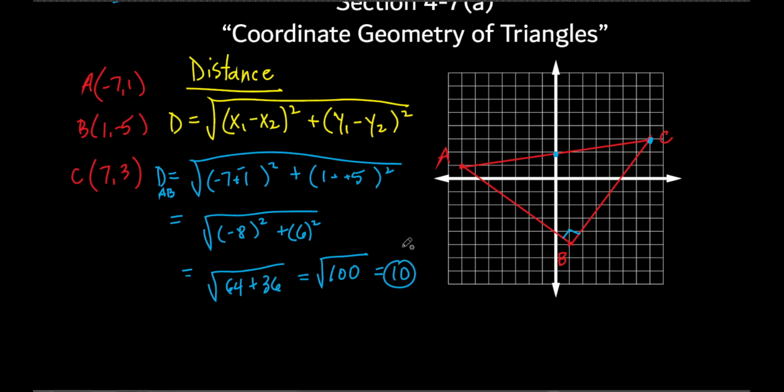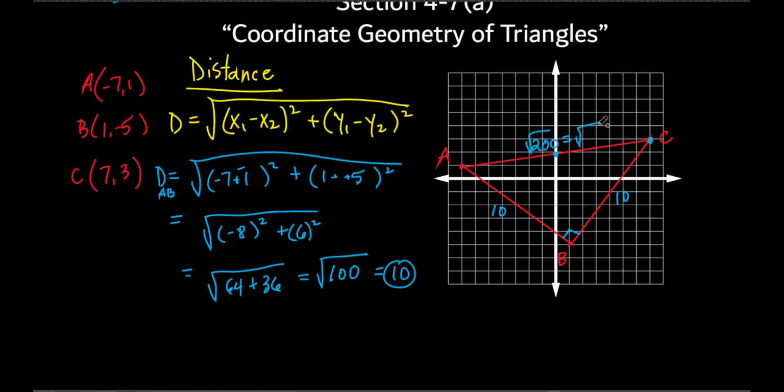It's 10. So what did we just find? We found the distance of AB. So what's the length of this? It's 10. Now, I'm not going to do the rest of the work. You can do it if you want to. But BC is going to be the same exact thing. That's going to be 10. And then when you do the AC, it actually comes out kind of weird. It's the square root of 200, which I'm not going to talk about today.